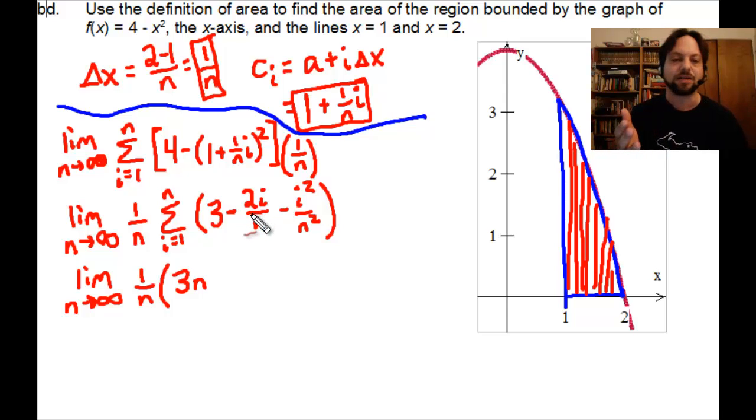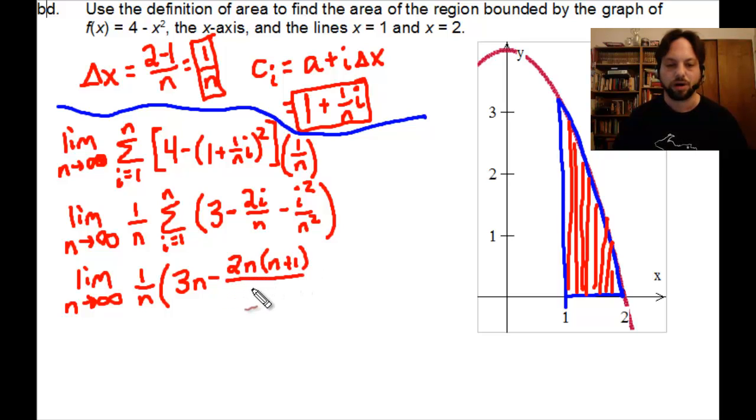I is n times n plus 1 all over 2. And so what that means is this term is actually going to end up looking something like 2n(n plus 1) all over 2n. And you can see where I get that if you actually take the time to substitute the summation formula in for the I.